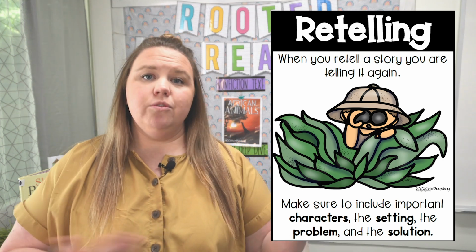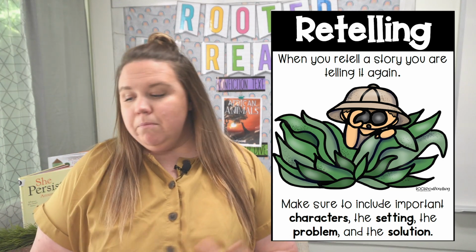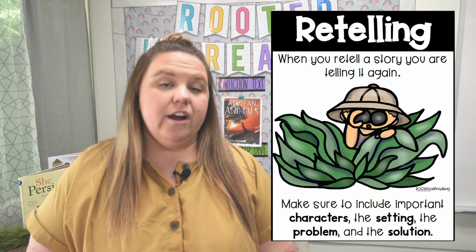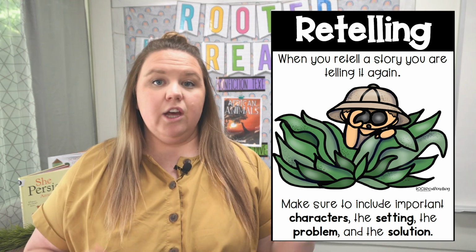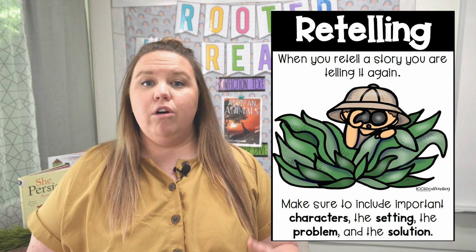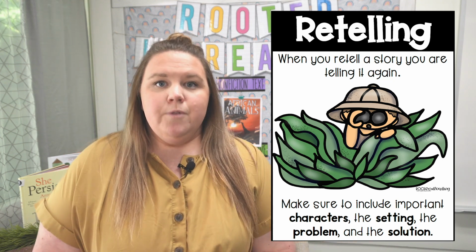Whenever you're retelling the story, I want you to make sure that you include important things like the important characters, include the setting, and also include something called a problem and a solution. When we include a problem and a solution, that means maybe the characters had a problem, and then maybe there was a solution. This may seem new to you, but I don't think it's as new as you think.